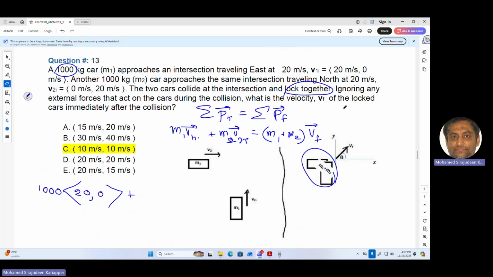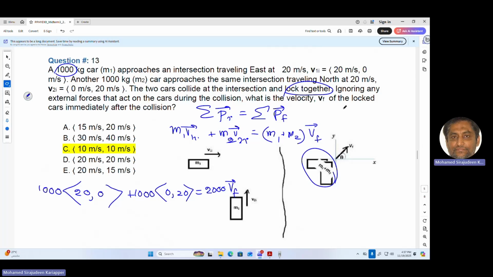And m2 is also 1000, same mass. Both cars have the same mass. Multiply by 0 and 20, equal to m1 plus m2, which will be how much? 2000. And this is the unknown, right? Let me just give it as one unknown. We want the whole thing as one. It's the x and y component at the end. So let's simplify this.